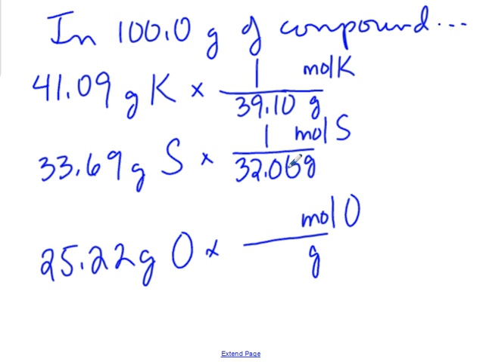Sulfur molar mass 32.06. And oxygen's molar mass 16.00. Do not round off too much. Pay attention to sig figs. For potassium, we have 1.0501, I guess, moles of potassium.